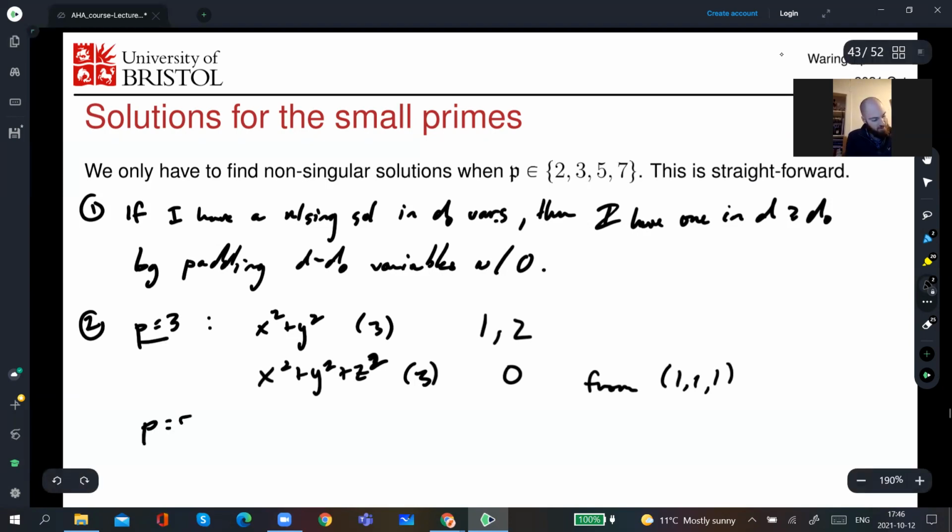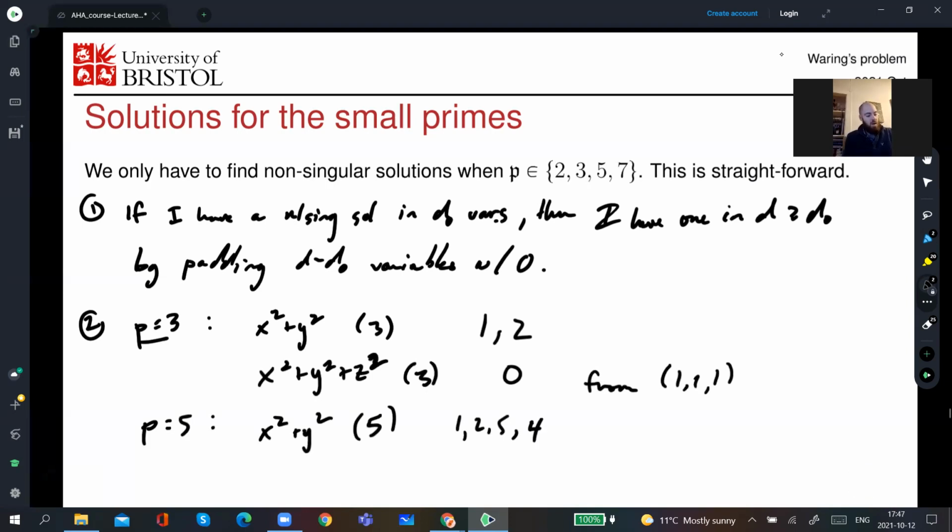Now for p equals 5, I can similarly get 1 and 2 as before. I can also get 5 now by going 1 squared plus 2 squared, which equals 5. So it gives me 1, 2, and 5. I can also get 4 from going 0 and 2 squared. And that just leaves me with 3 to worry about again. And for that, I can just do 2 squared and 2 squared, which is 8, and that's 3. So I've got 1, 2, 3, 4, 5. Great. I only needed 2 squares for 5.